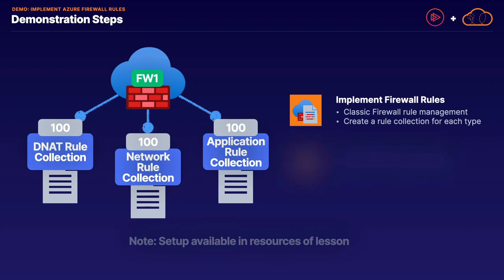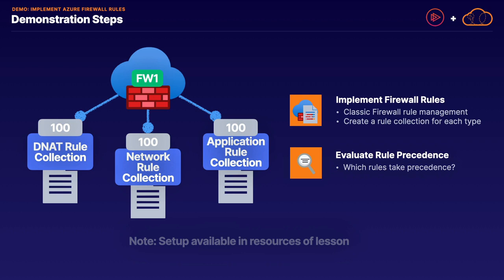Then we're going to evaluate those rules and how they affect our traffic for any subnets where a route is associated sending that traffic to the firewall. Again, the setup is available in the resources of this lesson. That's everything for now on our demonstration steps. Let's make our way to the Azure Cloud Sandbox and get started.